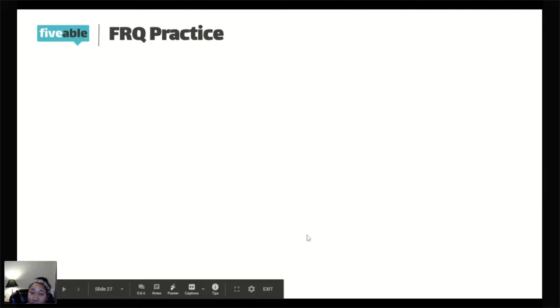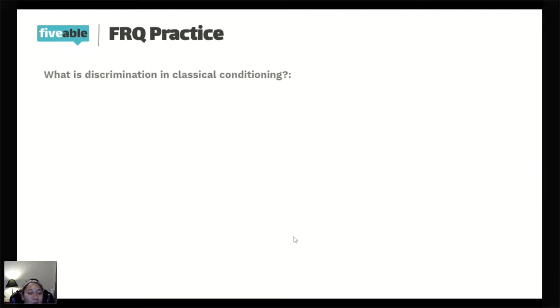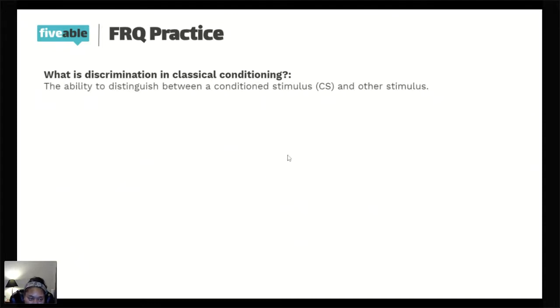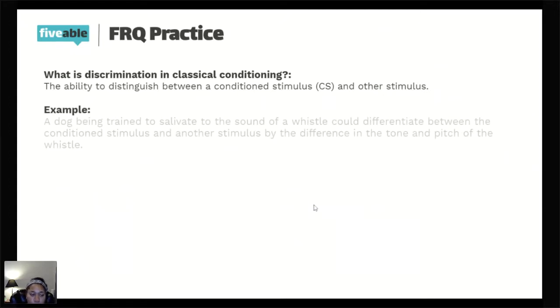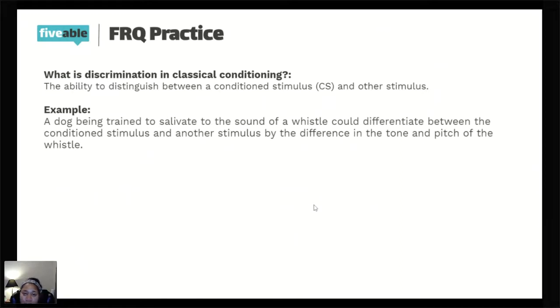And I think we have one last bullet. What is discrimination in classical conditioning? So discrimination is the ability to distinguish between a conditioned stimulus and other stimulus. So an example, a dog being trained to salivate to the sound of a whistle could differentiate between the conditioned stimulus and another stimulus by the difference in tone and pitch of the whistle. Therefore, they have discriminated against the CS, the conditioned stimulus.